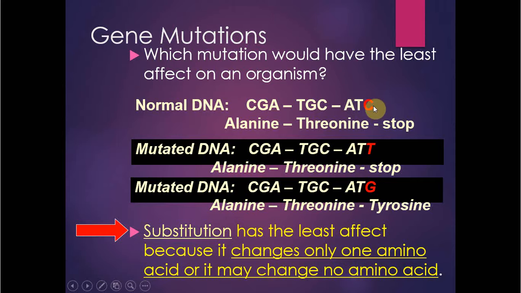that is cytosine is replaced with thymine, now this thymine will also code for a stop codon. In the second case, if this C is replaced with the G, now this ATG will code for tyrosine instead of stop codon. In case of stopping the protein synthesis.